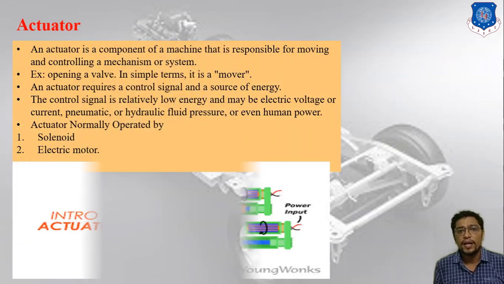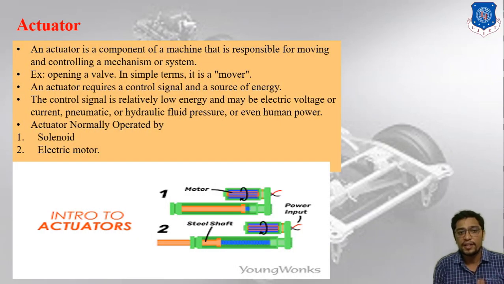Here I have attached one image related to a shaft, or you can say a motor. So basically, what is an actuator? An actuator is a component of a machine that is responsible for moving and controlling a mechanism or system. As you can see in the image, there is an electrical motor.